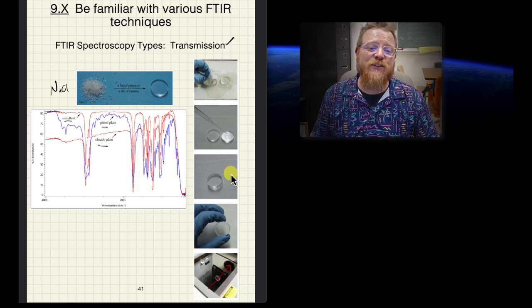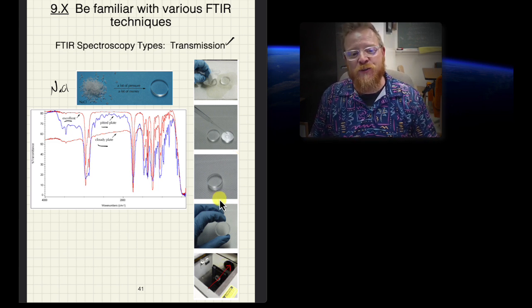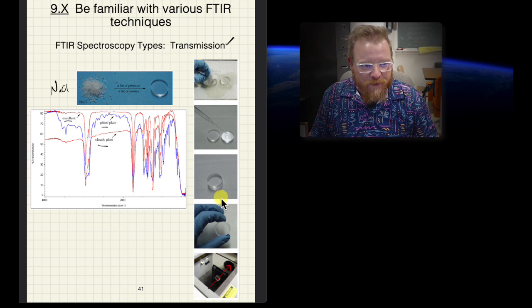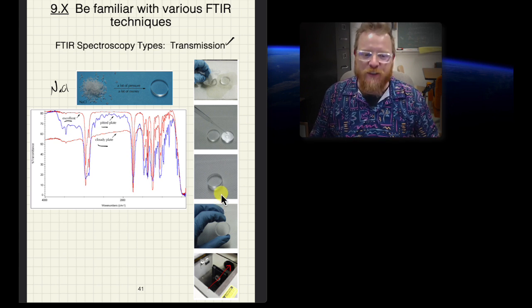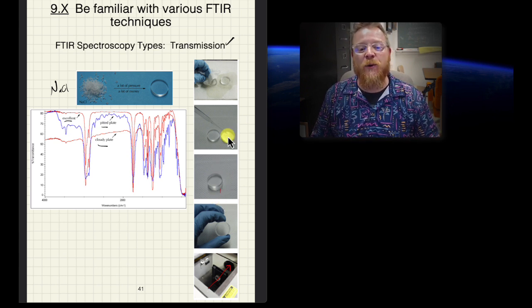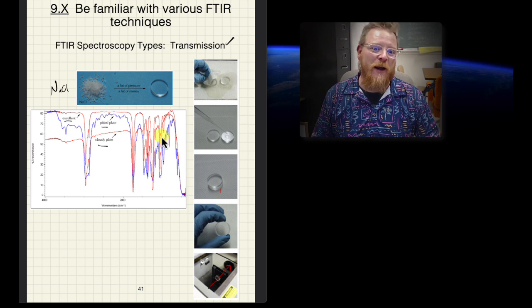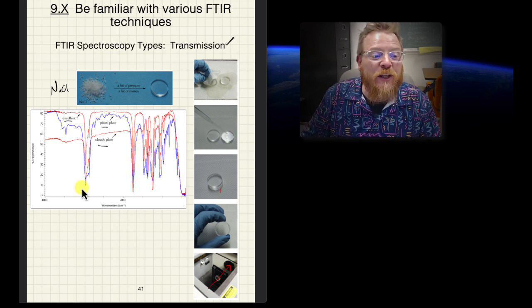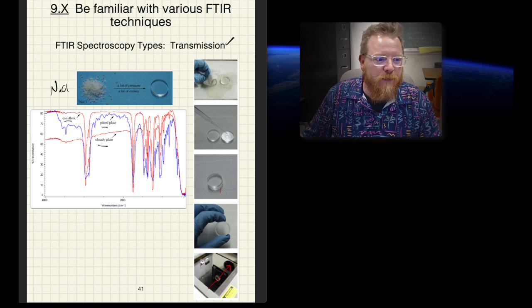And as you might guess, salt really likes to absorb water from the environment. So it is extremely difficult, if not impossible, to keep water out of your spectra with these salt optics. So luckily, we don't really use these too much anymore.